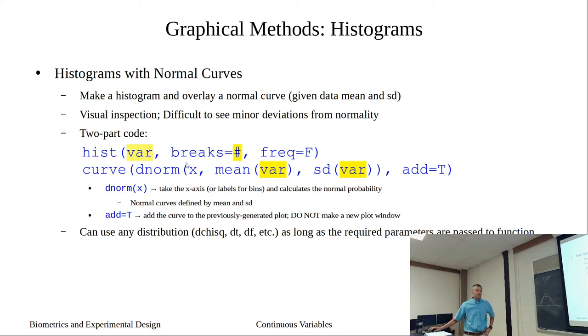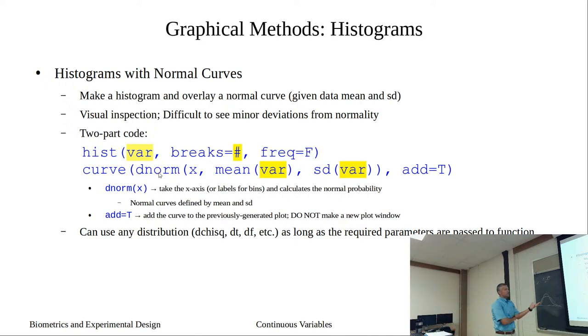The other thing we have to pay attention to is the breaks. We need a sufficient number of breaks in our histogram to adequately assess the match of the curve to the bars themselves. If we have too many bars, and you'll see some of this, it becomes hard to judge whether it's normally distributed or not. We also have to include freq equals FALSE. This triggers whether we plot proportions or raw counts. We need to plot the proportions, because that is what our dnorm function will ultimately use on our overlay.